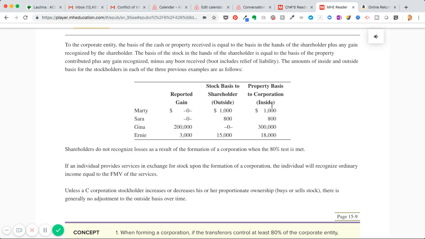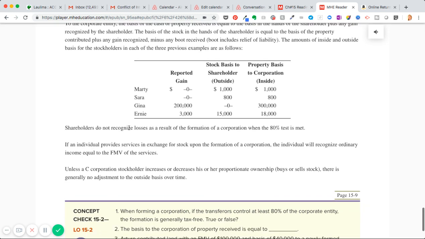I mean, it happens certainly, and it's common, and a lot of people who have small businesses choose it, but it's just kind of counterintuitive in a way. So anyways, shareholders do not recognize losses as a result of the formation of the corporation when the 80% test is met, which means that the shareholders own at least 80%. The people who formed the corporation are the shareholders, and they own at least 80% of the shares.